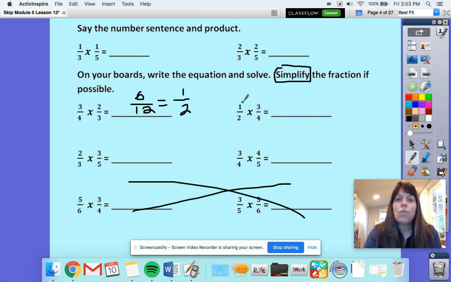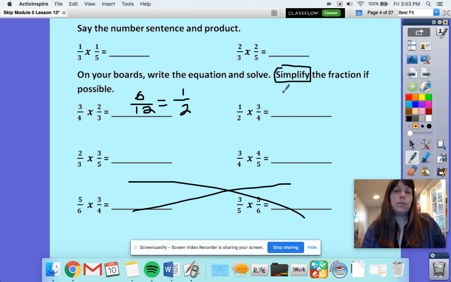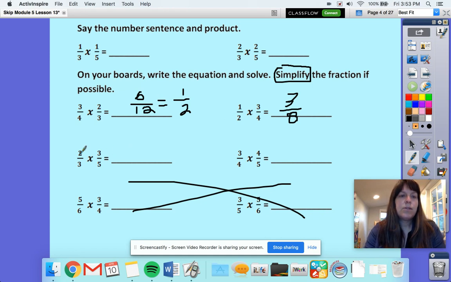The next one, 1/2 times 3/4. I'll give you a moment to write that down. Okay, and you should have gotten 3/8. Okay, moving down here, 2/3 times 3/5. Give you a moment. And I should see 6/15.